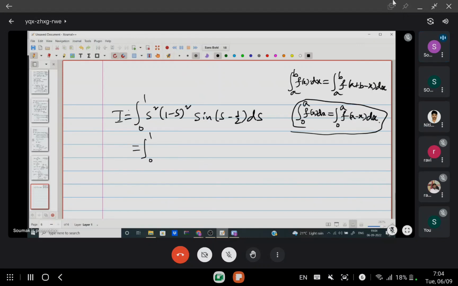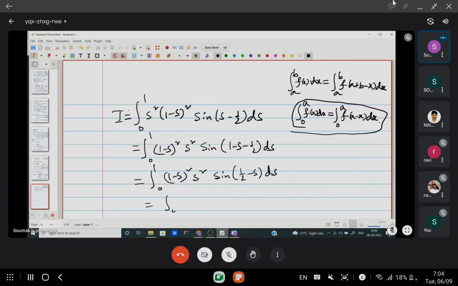I just replace s by 1 minus s. And here s by 1 minus s I get a square, right? Here sine of s by 1 minus s. So what I got? Integral 0 to 1 (1 minus s) square into s square into sine of (1 over half minus s). So half minus s can be written as what? Minus of (s minus half).